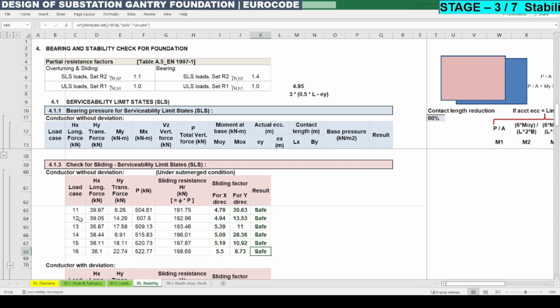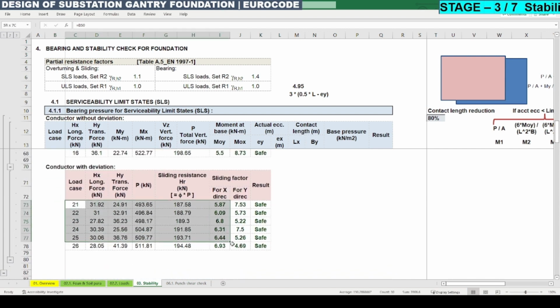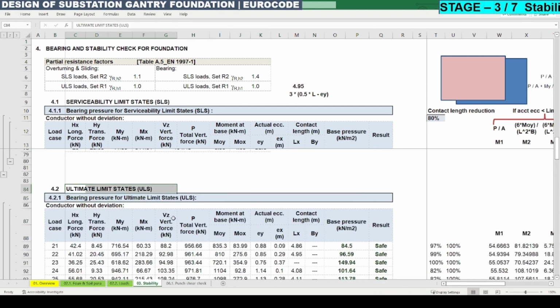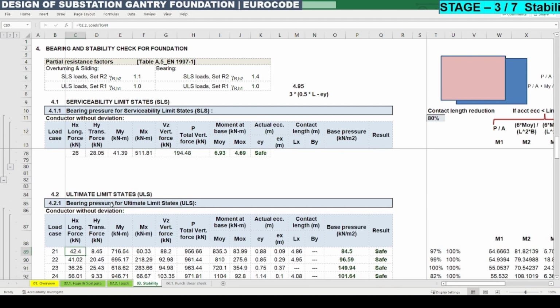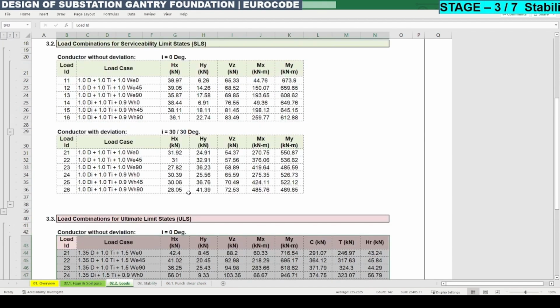In the same way we apply it for all the cases, in conductor without deviation and conductor with deviation. Similarly we need to do it for the ultimate limit state, ULS cases also. The same procedure applies, only the force values will change according to the load combinations. Here we need to consider these SLS cases. In the load combinations you can see the cases we need to consider.